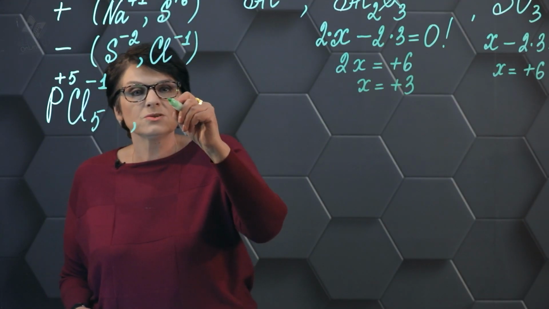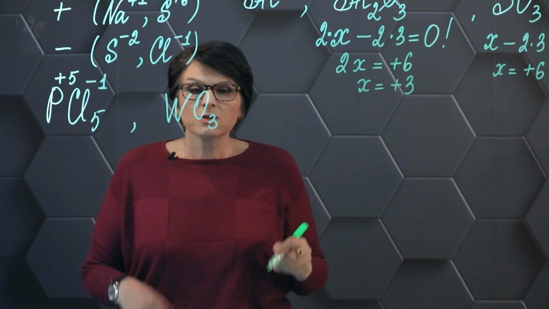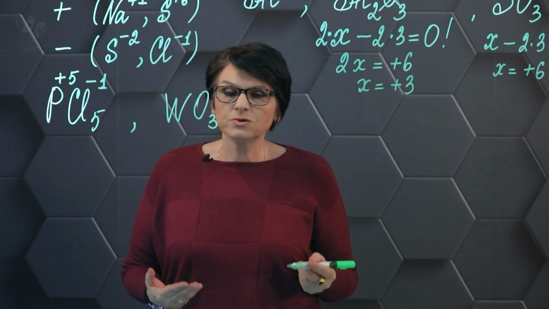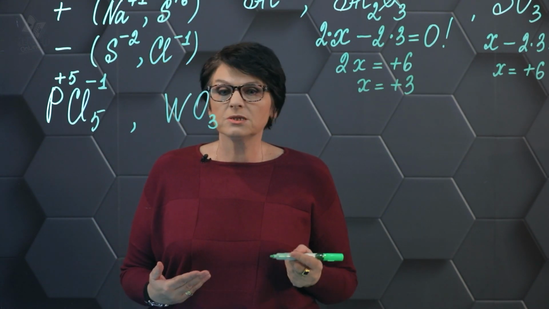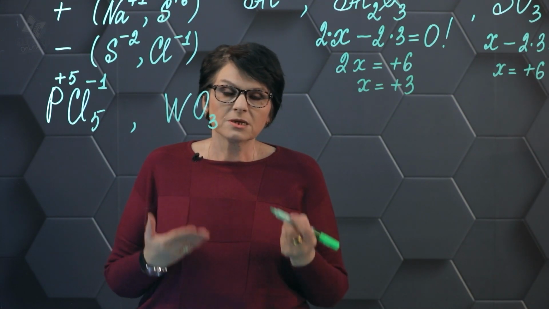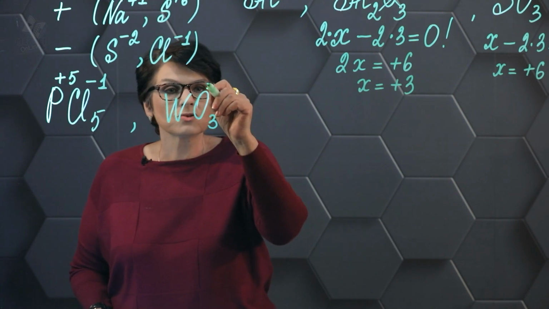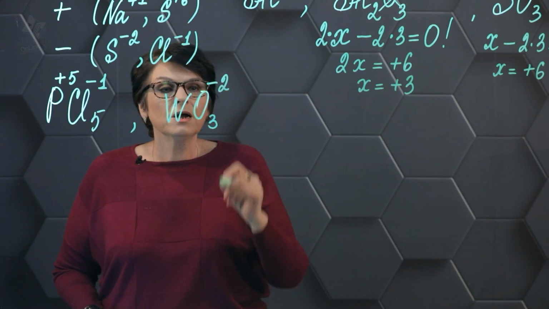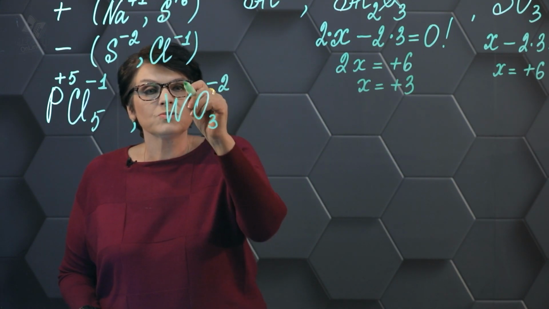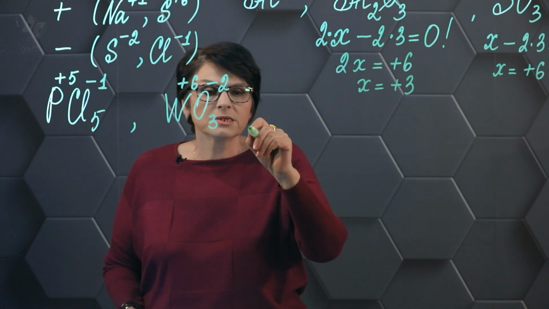Next example, tungsten WO3. The fact that in the formulas there may be elements that are not very familiar to you should not frighten you in any way, because there are always elements that you can fall back on. This is usually oxygen. Oxygen has a -2, and then the total charge you get for tungsten is +6. Next example.